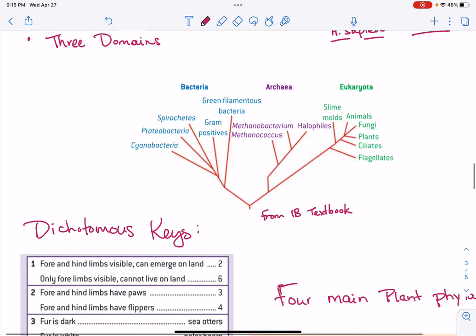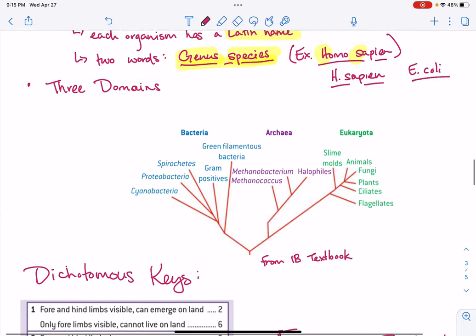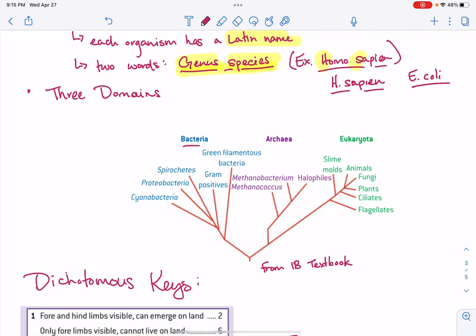Cool. Three domains. We have bacteria, archaea, and eukaryota. So bacteria and archaea are our prokaryotes. So bacteria is a prokaryote. Remember, prokaryote means that pro means no, so no nucleus. And it's just our typical bacteria that we're familiar with.